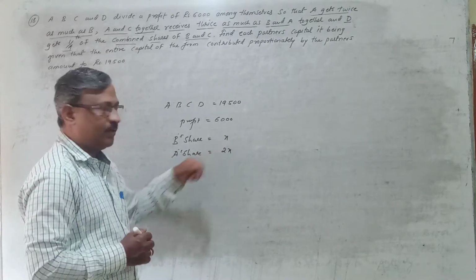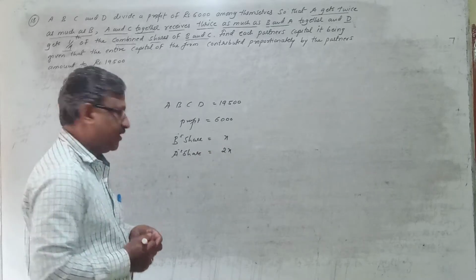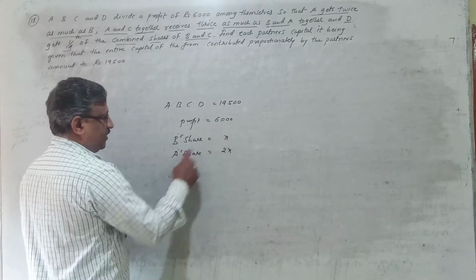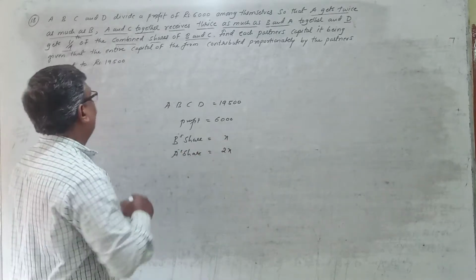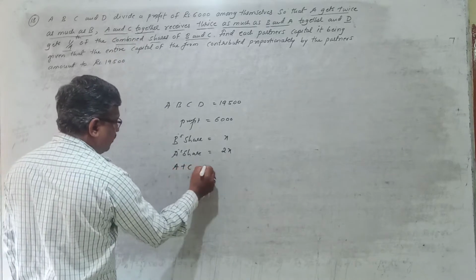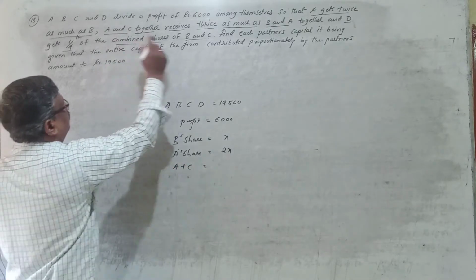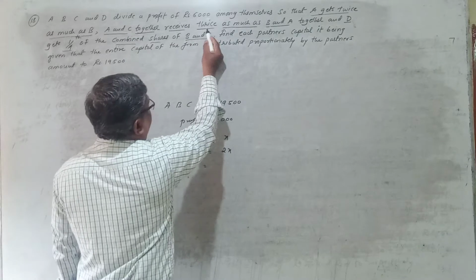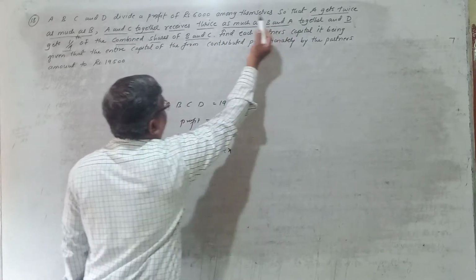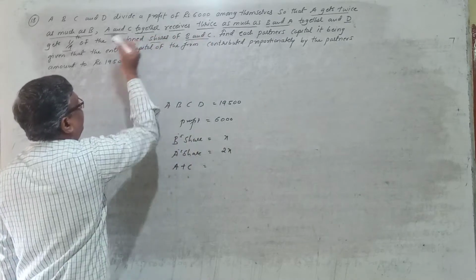So we can easily double this, means you will get A's share. So A's share comes to 2x. So if B is getting X, then A must get 2x. Then what? A and C, right? A and C get how much? They get 3 times, thrice as much as B and A together. So of what B and A are getting, 3 times is what A and C are getting.